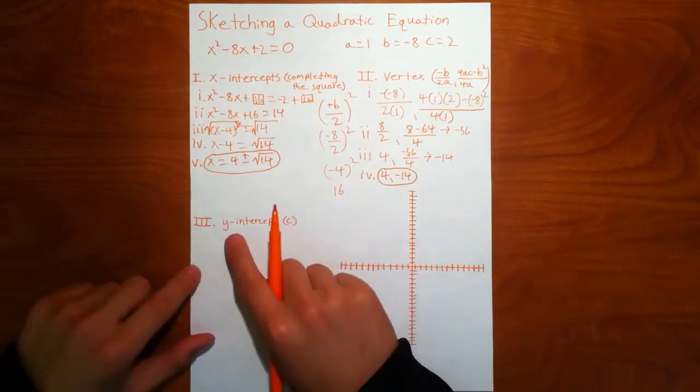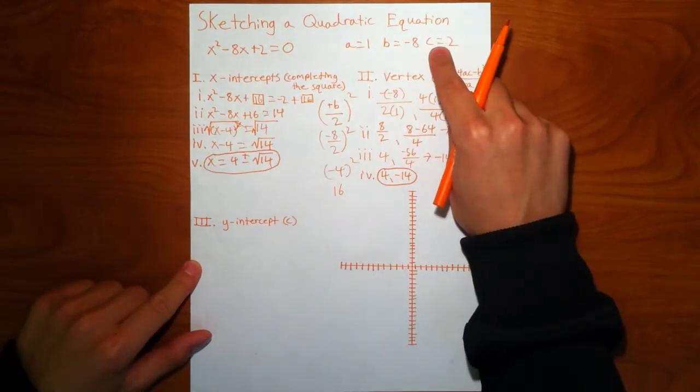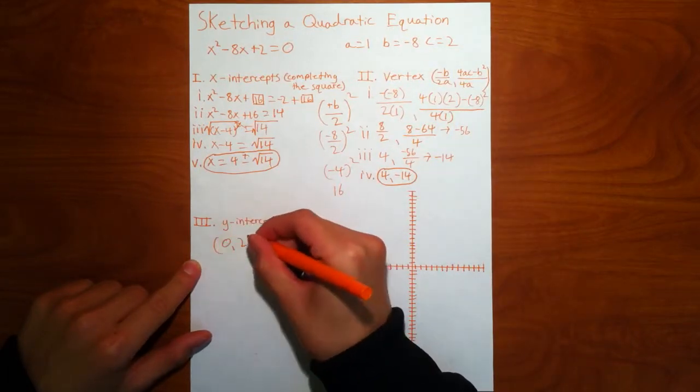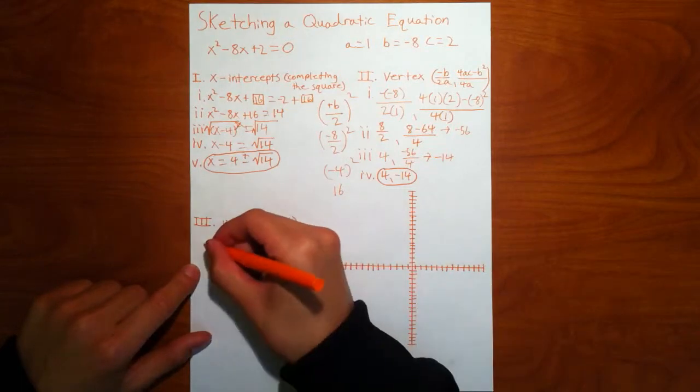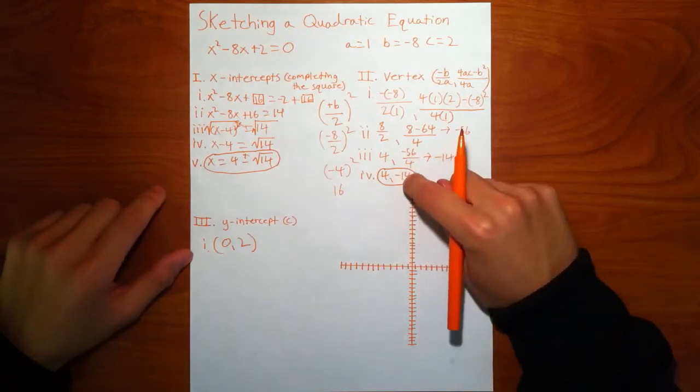And this is the easiest step now. We just have to find the y-intercept, which is simply c. So it's just going to be 0, 2. And those are the coordinates. So now we have all 3 things that we need to graph.